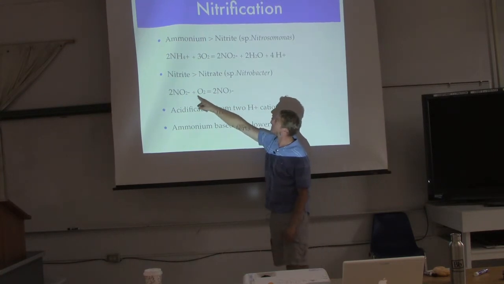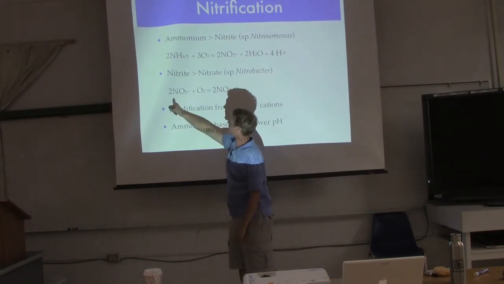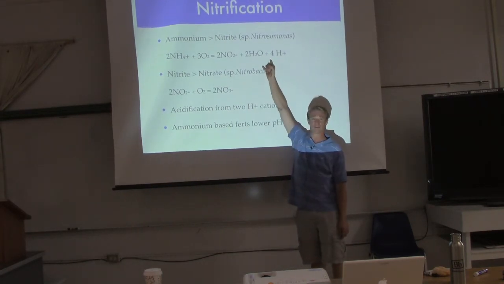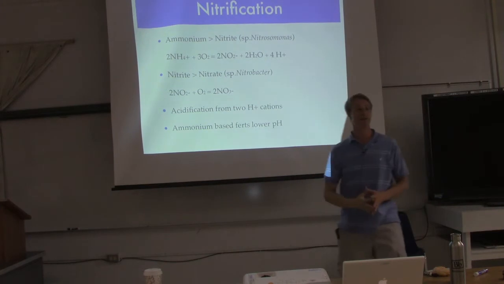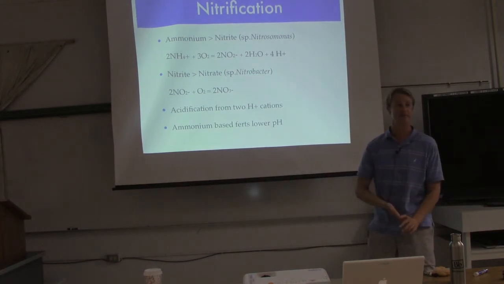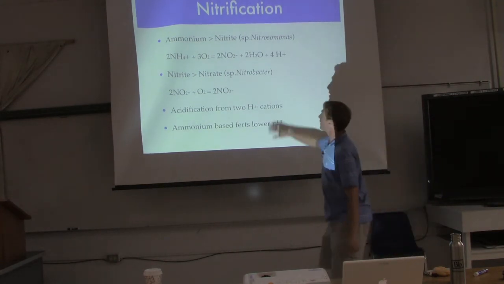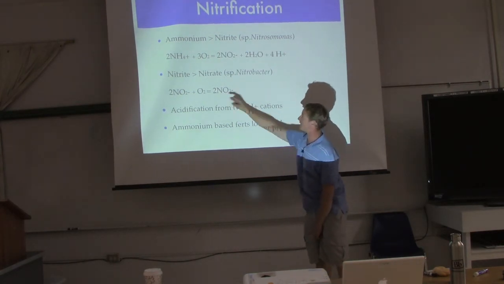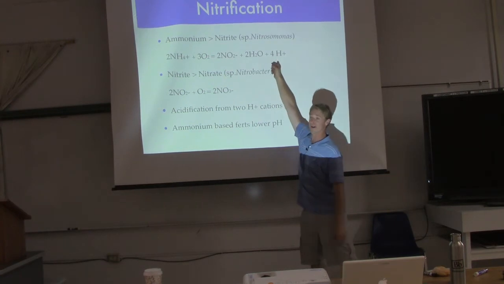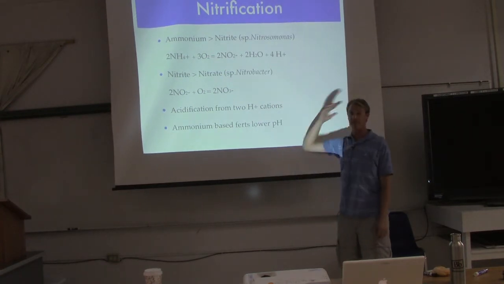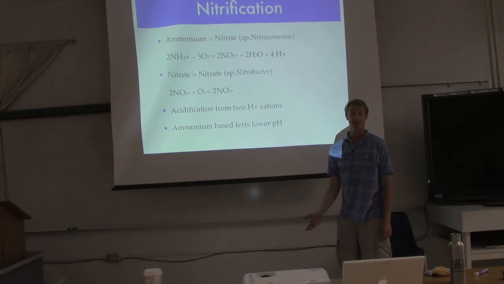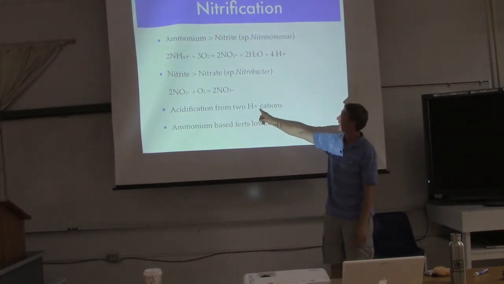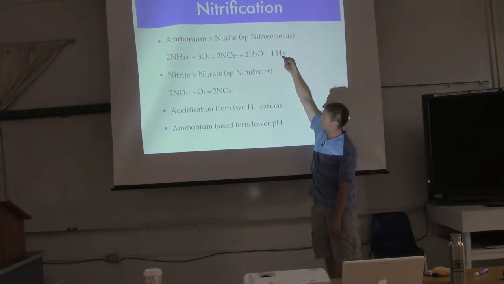We move to the next equation. The only thing we care about is these going over here, right? Well, let's talk about these two here. What happens? They're heavy hydrogen atoms. So, when things go from nitrite to nitrate, there is a massive amount of hydrogen released into the environment, affecting what? Yes. So, acidification happens from these two H plus cations.